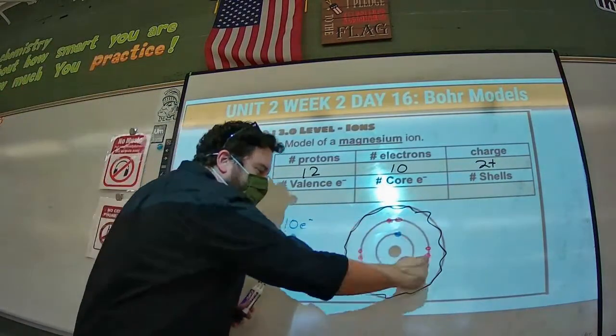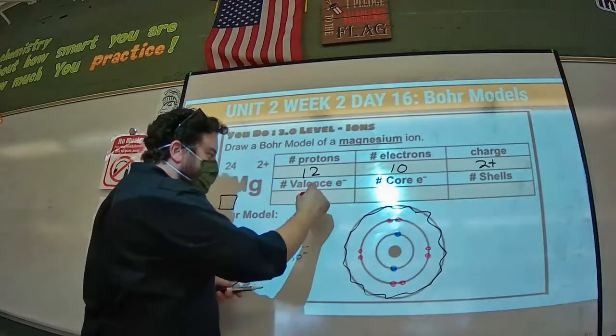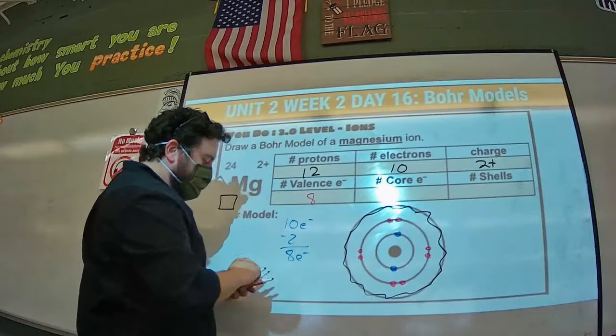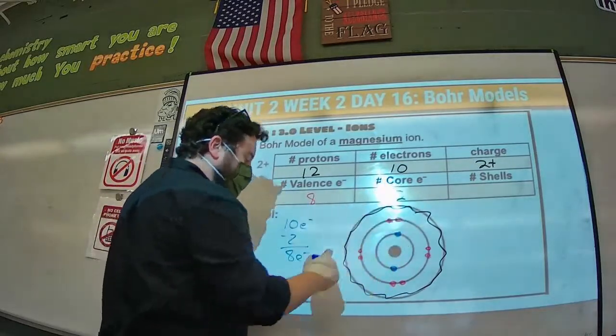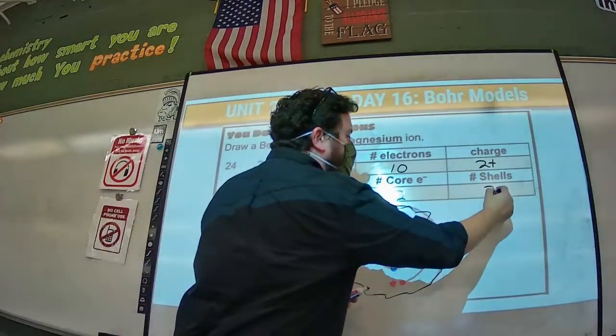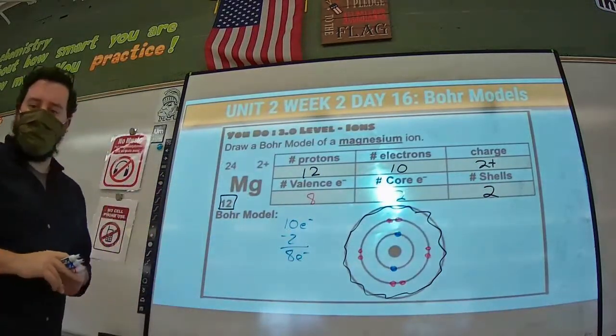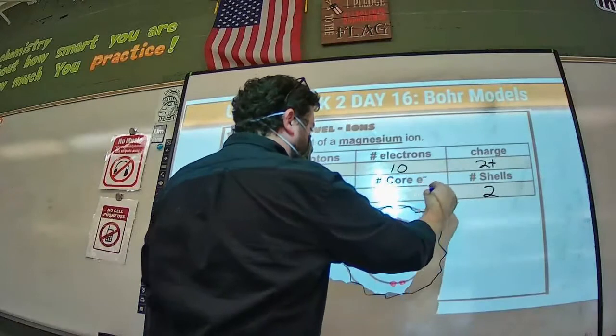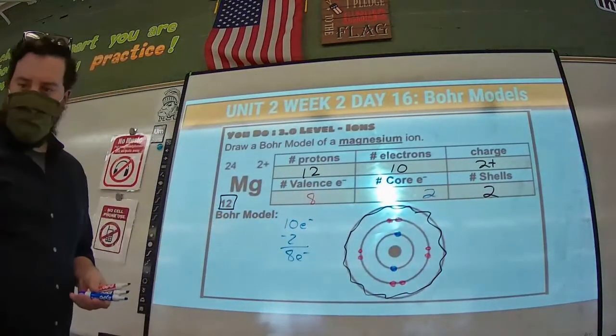And now we can count our valence and core electrons. Valence are the outermost shell. That's the second one. There are 8 there. Core electrons are between the valence shell and the nucleus. There are 2 there. And we used 2 shells, again, to make this model. That's 2. Let's look at the last example.